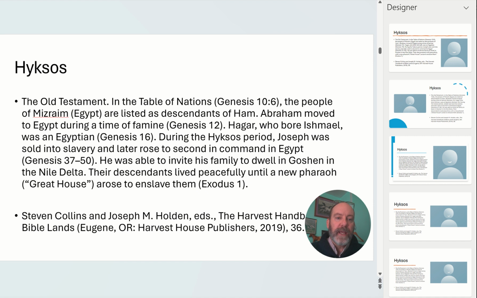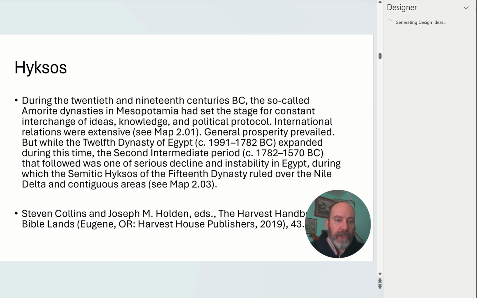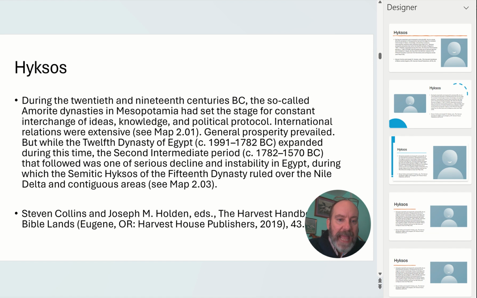So I want to show you that process and who was involved and how long the Hyksos was there, where that fits into the biblical narrative. So during the 20th and 19th centuries BC, the so-called Amorite dynasties in Mesopotamia had set the stage for constant interchange of ideas, knowledge, and political protocol. International relations were extensive, so lots of contact. General prosperity prevailed, but while the 12th dynasty of Egypt expanded during this time, the second intermediate period that followed was one of serious decline and instability in Egypt, during which the Semitic Hyksos of the 15th dynasty ruled over the Nile Delta and the connected areas.